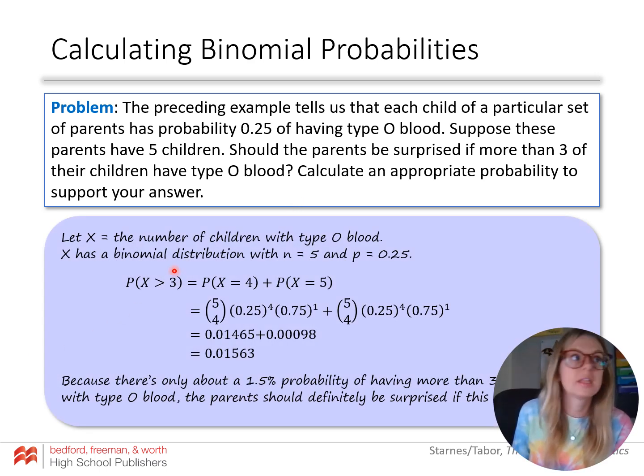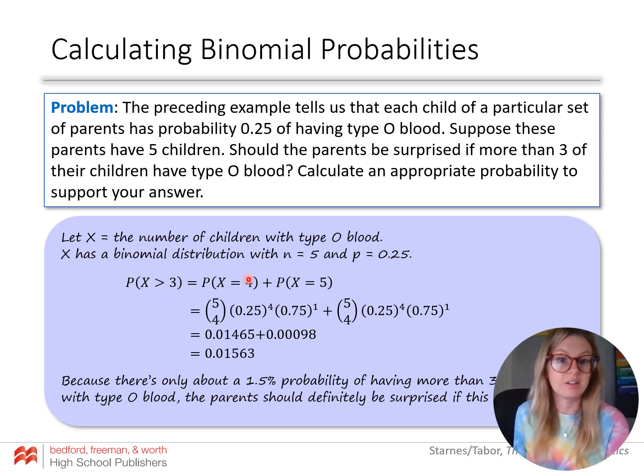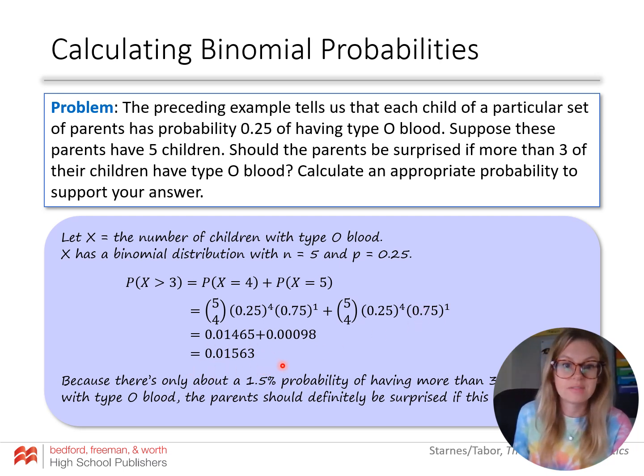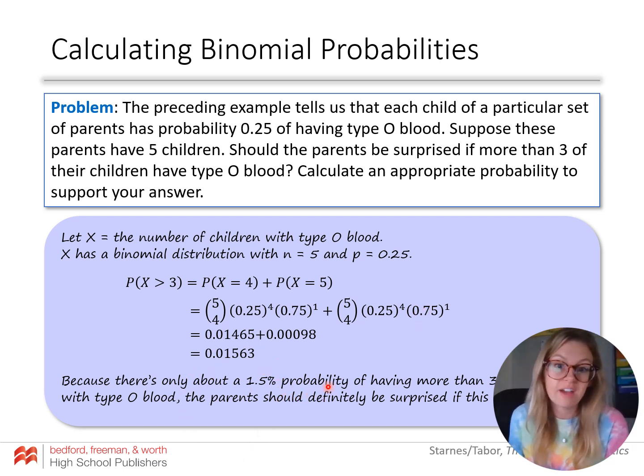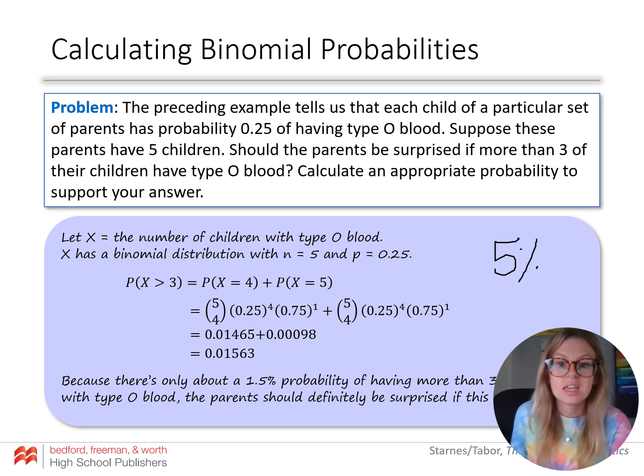So I want the probability of more than 3. If I'm doing more than 3, and I only have 5 children, that means they're either going to get 4 children or 5 children. So I would be doing the formula twice and then adding those two together. So I get 0.01563. There's only a 1.5% probability of having more than 3 children with type O blood, so that would definitely be surprising. Remember, our threshold is usually about 5%. If anything is more than 5%, we're like, it's probably going to happen. Alrighty.